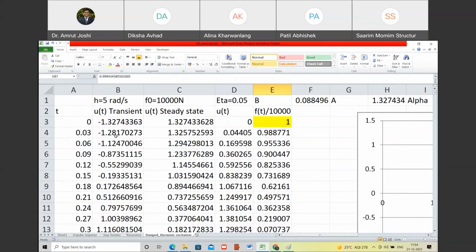उसका inverse ये होना चाहिए. Are you with me? Lambda is the frequency in radians per second. To convert it into hertz, what do you have to do? You have to divide it by 2 pi. So you get the forcing frequency in hertz. Uska jo inverse hai, that must be 2.5. It must be the natural period.